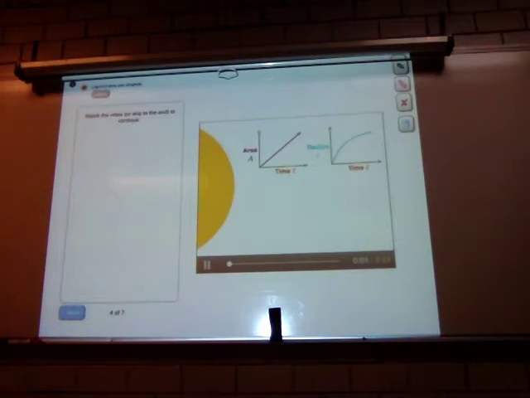Right. Since the pancake is circular, its area is equal to pi r squared. We said the area is increasing at a constant rate. Let's suppose this rate is 5. For example, that could mean that the area is increasing at a rate of 5 square inches per second. So if the area is increasing at a rate of 5, how can we write down this fact mathematically?